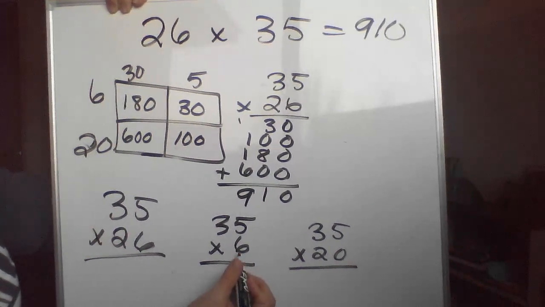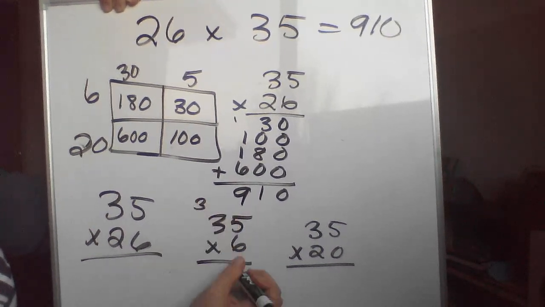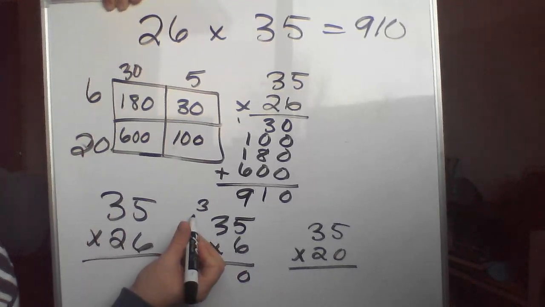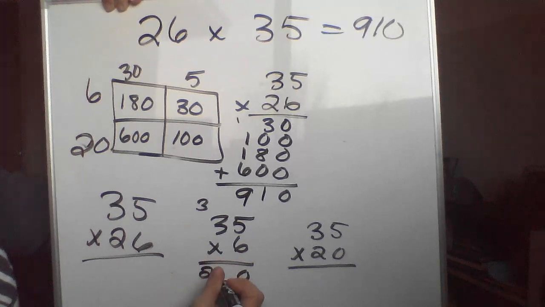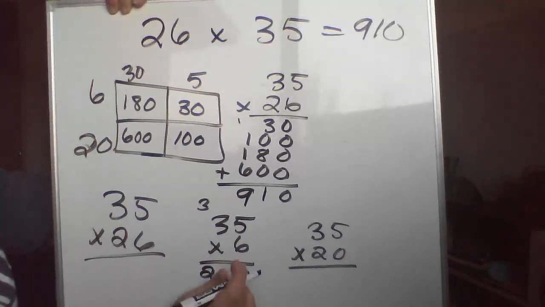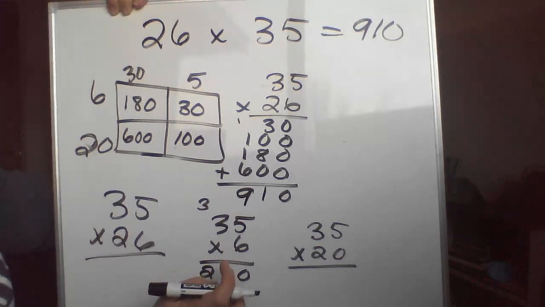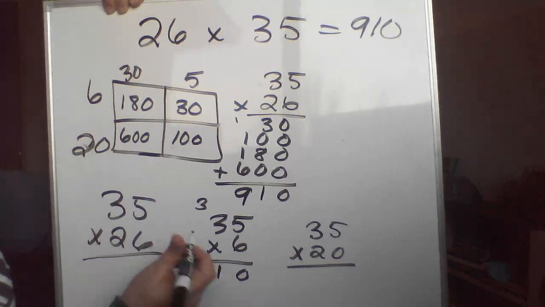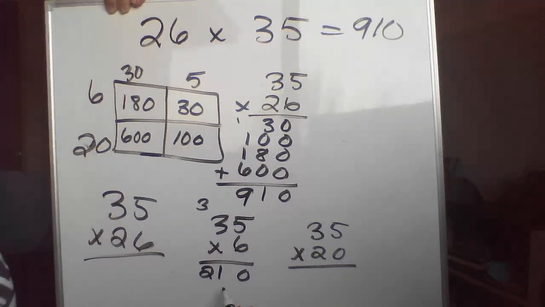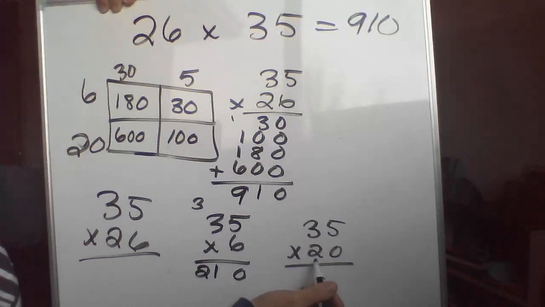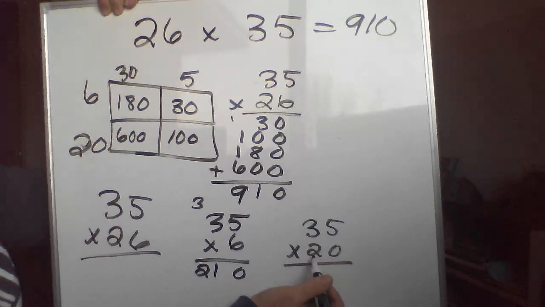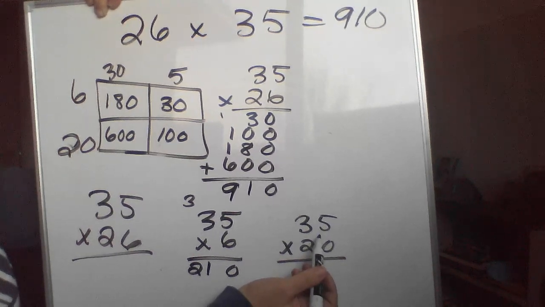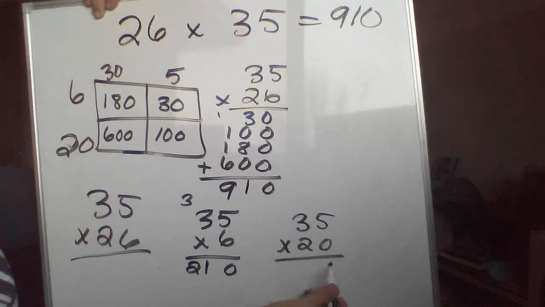Okay. So I have 6 times 5 is 30. 6 times 3 is 18. Whoopsies. 6 times 3 is 18, plus 3 more, 21. Okay, 210. Now we're going to come over here and we're going to take 20 times 5. You can even just think of it as 2 times 5. 2 times 5 is 10 plus my 0, right? So that's going to be 100.